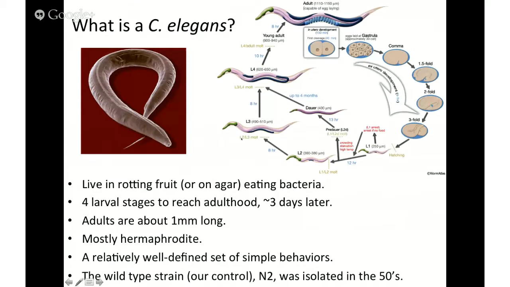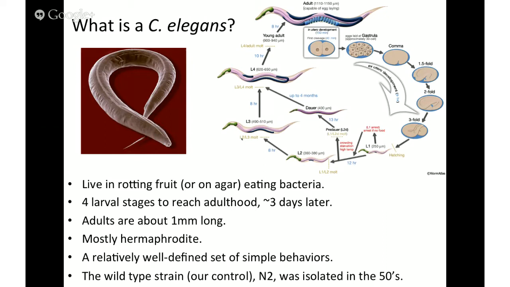So it goes through these four larval stages to reach its adulthood in about 3 days, which is great because this is a full-grown organism which can give birth to new organisms, basically babies, within 3 days. And that means that if you're doing genetics with it, you can have your mutant very quickly, which is one of the many reasons we care about it.